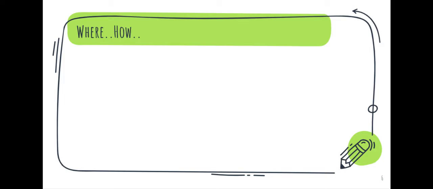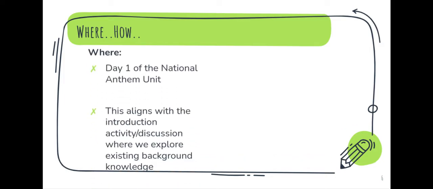Where and how we're going to use this: I've chosen to use this literacy strategy in the first day of my national anthem unit as kind of an introductory activity, because by the time they're in high school, students have already had some native experience with our national anthem, the Star-Spangled Banner. Because of how we experience that piece of music in our culture, they have existing background knowledge that we can expand upon.